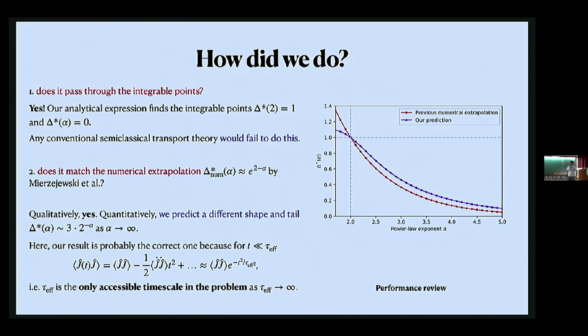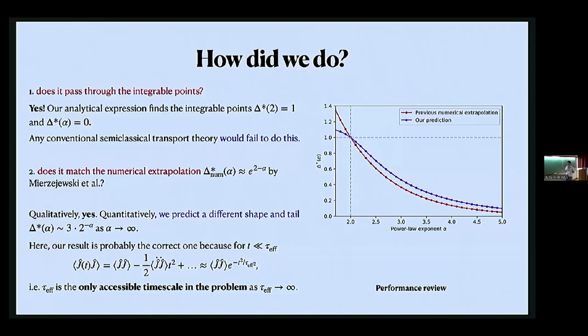Okay, so first, does this pass through the integrable points? Well, yes, as I discussed, because this automatically knows when J dot equals 0, it does pass through the Jordan-Shastry and the XX points, which is nice. Second, does it match the numerical extrapolation that Mirzaevsky et al. did? Well, actually, it matches pretty well.